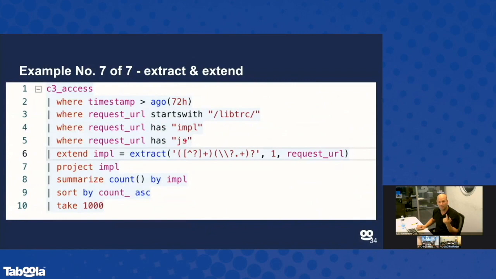What do we see here? We ask for the last 3 days, which is hot, right? Then it starts with this, and then with that, and then has JS in it. Then I extract using this regular expression from this field into this field. Am I extending the table with one column? And then I'm projecting. Projecting is to minimize the whole table to the one column that I just created here, right? And then I summarize the count of the lines by the value of this JavaScript file. And then I'm taking the top 1,000.